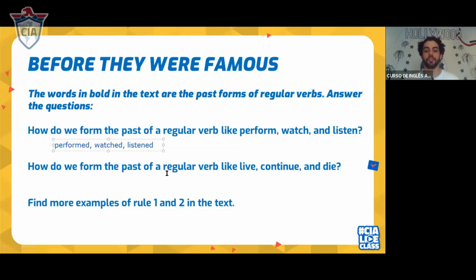And how do we form the past of a regular verb like live, continue, and die? Lived. Okay, live is lived. Continued. And died. Notice that here we added ed. Perform, we added ed. Watch, ed, and listen, ed. But here we have the letter e, so we don't have to put e again. So you can just put d. Okay? Now let's find more examples of the rule 1 and 2 in the text.